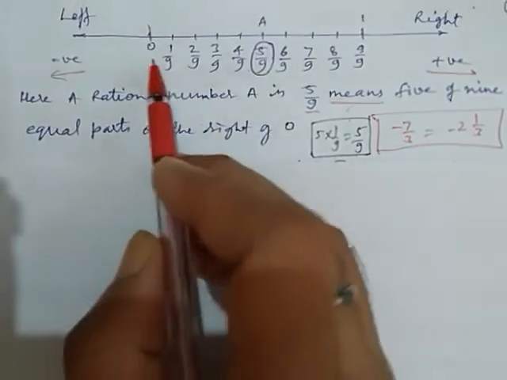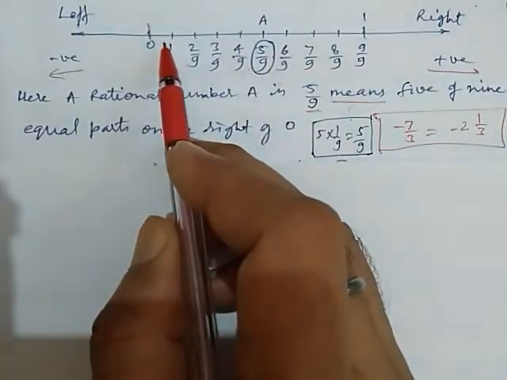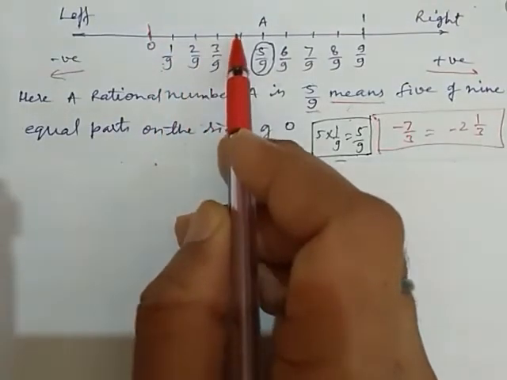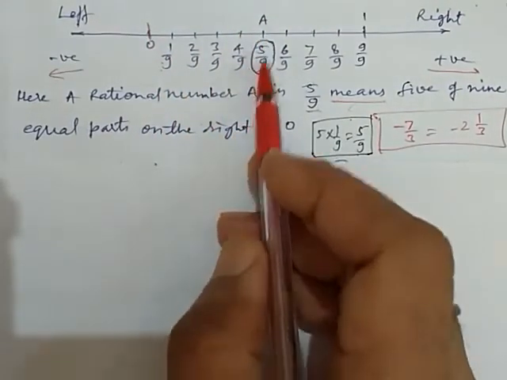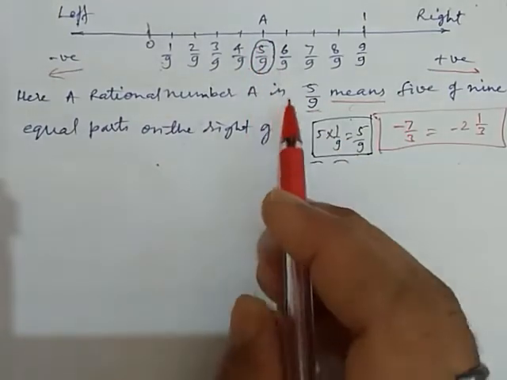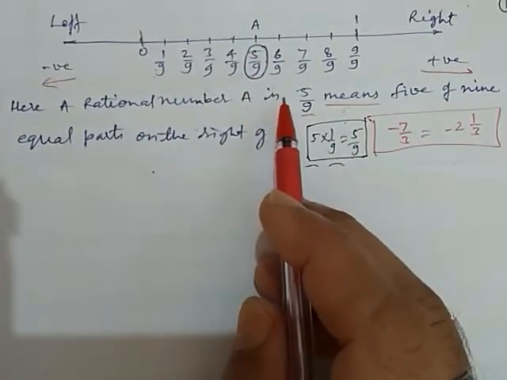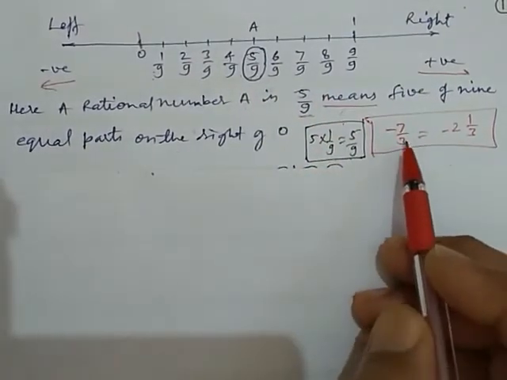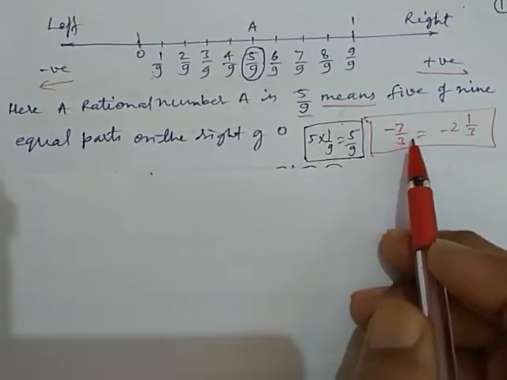We check 1 by 9 is one part and we consider 5 parts. So 1, 2, 3, 4 and 5. This way we reach here, and this is A, and this way we represent or plot any number on the number line. Now we take the other part.